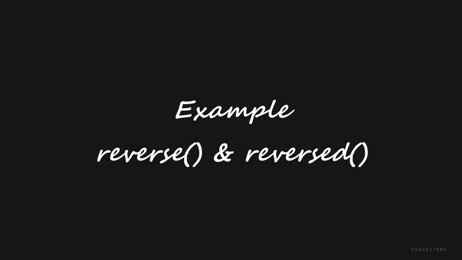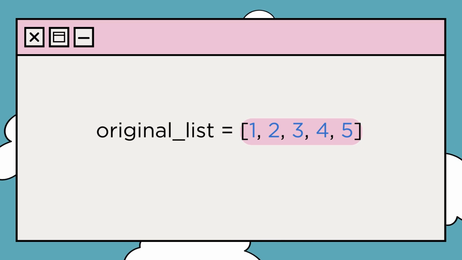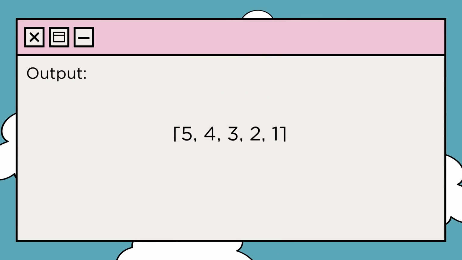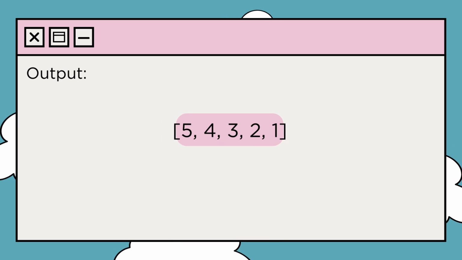Let's walk through a quick example to illustrate the difference. Imagine we have a list of numbers that we want to reverse. Now, we use the reverse method on the original_list. In this case, the reverse method is called directly on the original_list. The reverse method modifies the list in place, meaning it changes the order of elements directly within the existing list. After the reverse operation, the original_list is updated, and if you print it, you'll see the elements in original_list are reversed.